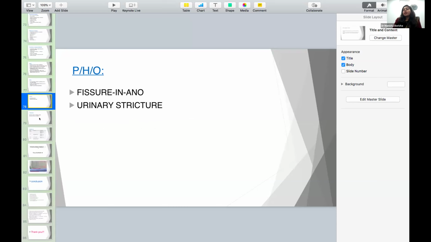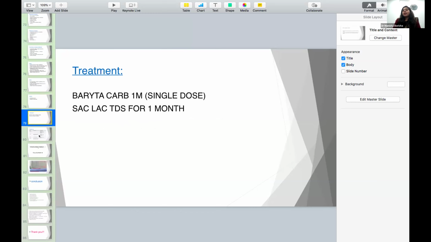She has a past history of fissure in ano and urinary stricture. Treatment: on the basis of totality, Bryonia alba 1M single dose, Seclec TDS for 1 month.